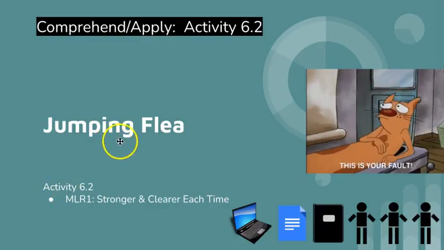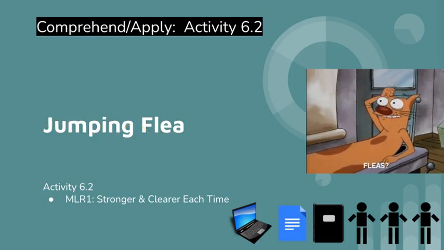All right, so we're going to take a look at some jumping fleas. Oh, cat, dog.